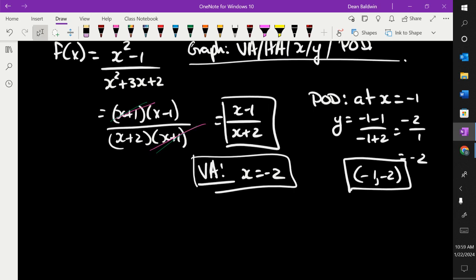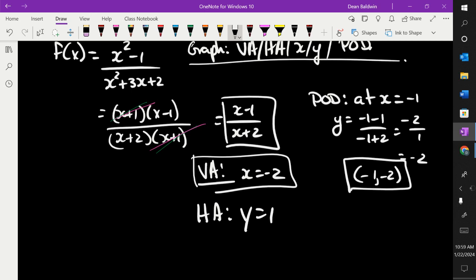What else do you want to do? Horizontal? How do you figure out the horizontals? So those are the 3 rules that we learned, right? The three rules were, if the degrees are the same, and it doesn't matter if you look at the factored form or the original form, you look at the leading coefficients. 1 over 1 is 1. Doesn't matter which one you use. So this has a horizontal asymptote of y is equal to 1.